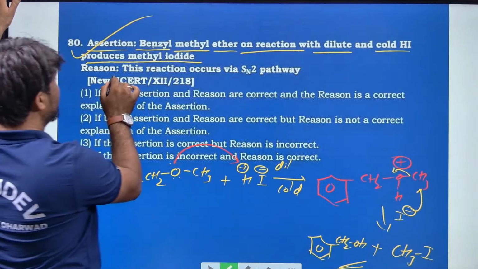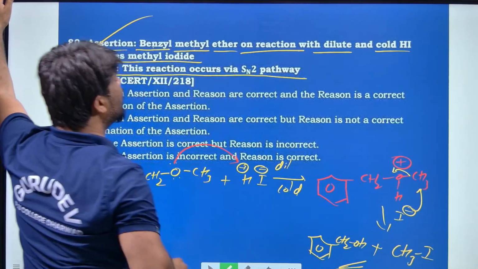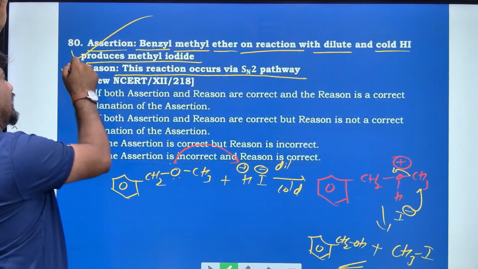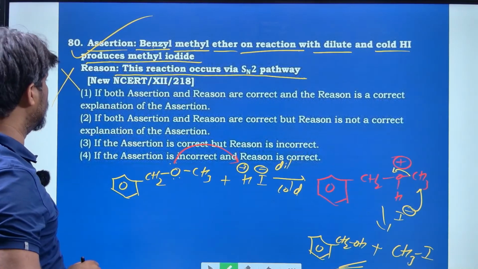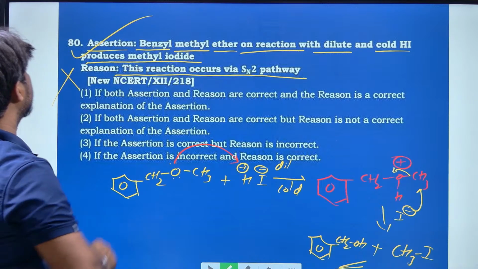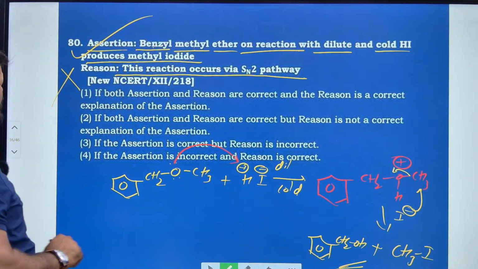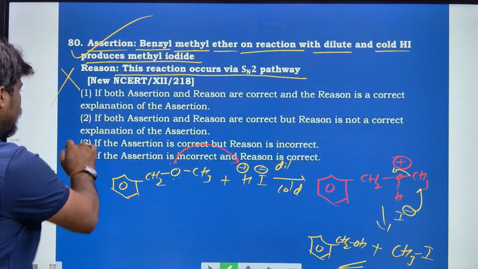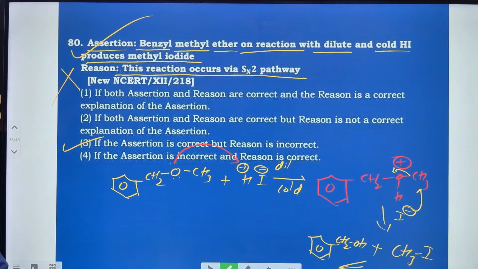The reason: this reaction occurs via SN2 pathway. No, it never takes place as SN2. Okay, so here the assertion is correct and the reason is incorrect. Okay? So option 3 is the right answer for the question here. Well, dear students, go to the next problem then.